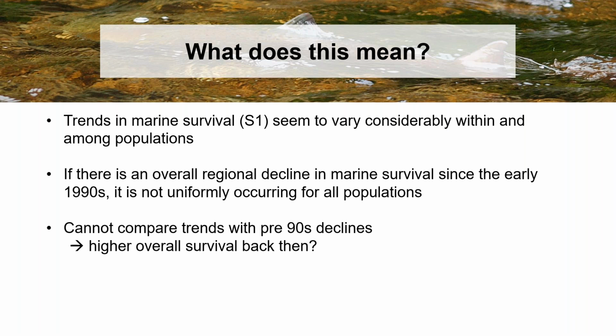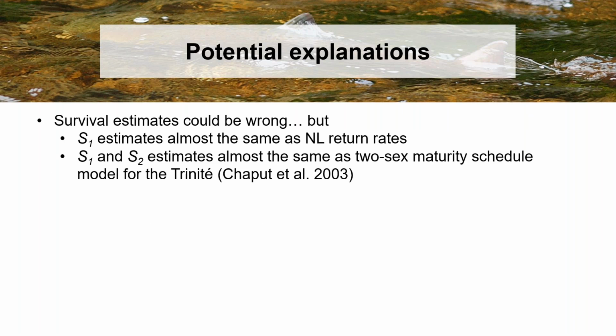And what are the potential explanations of this? I mean, it could be that the declines happened in the late 80s, early 90s, and now they're at a low level, so we aren't able to detect them because of the length of our time series. So that's one explanation. Could also be that our estimates of marine survival are just plainly wrong because of the assumptions that we made and the methodology we use.